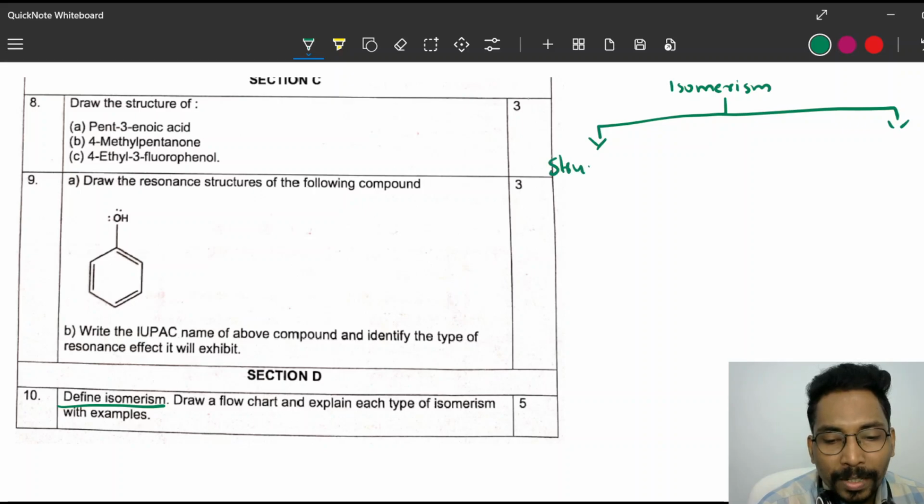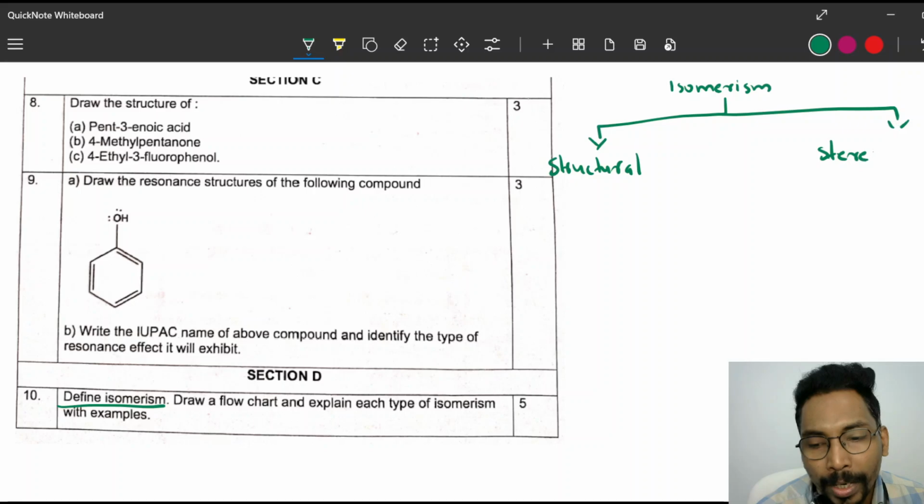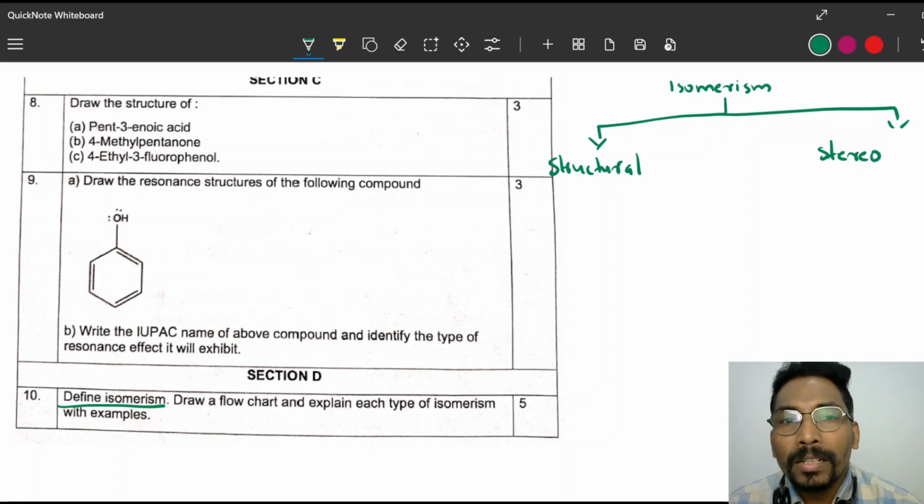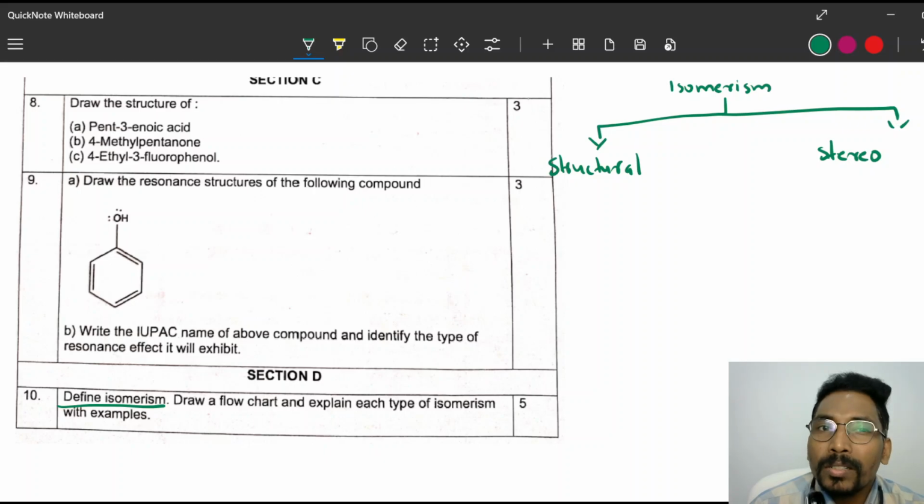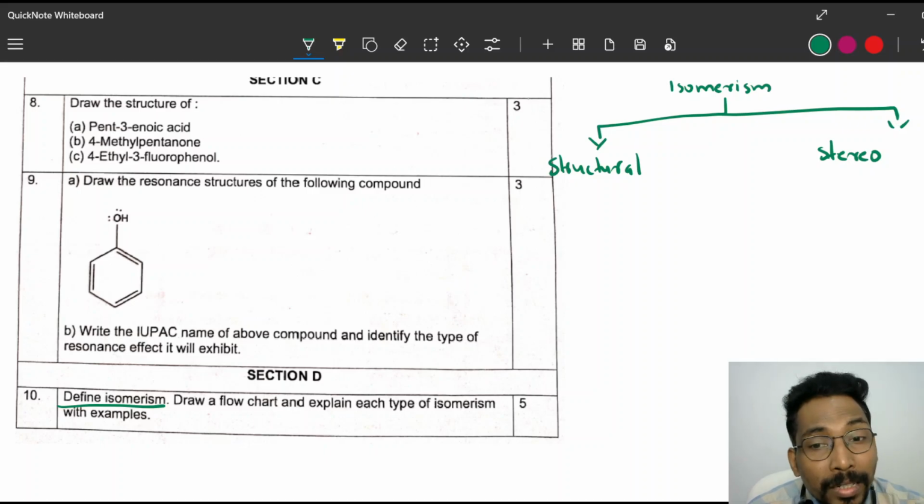Structural isomerism and stereoisomerism. Structural isomerism means same molecular formula with different structures. Stereoisomerism means same molecular formula, but they differ in the spatial arrangement of atoms or groups. Okay.